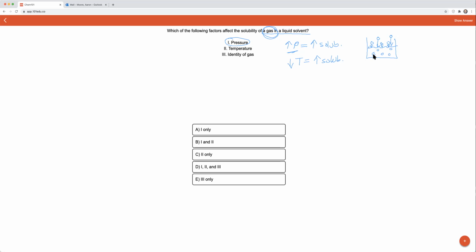And so they're less likely to have enough energy to escape the solution and to fly away. So with temperature, it is a factor, but it's not the intuitive relationship that you might have. You decrease the temperature, you increase the solubility.